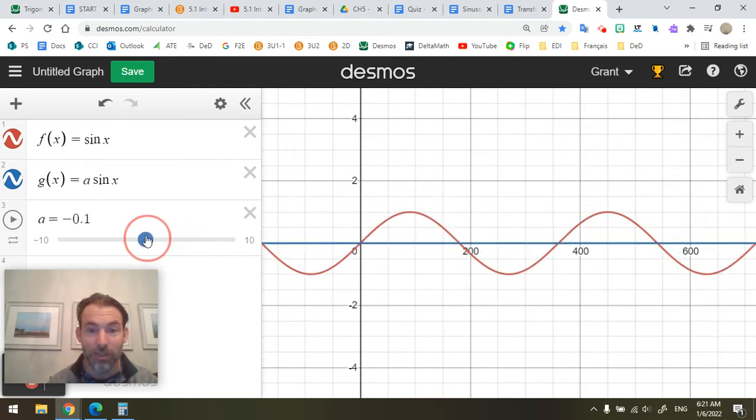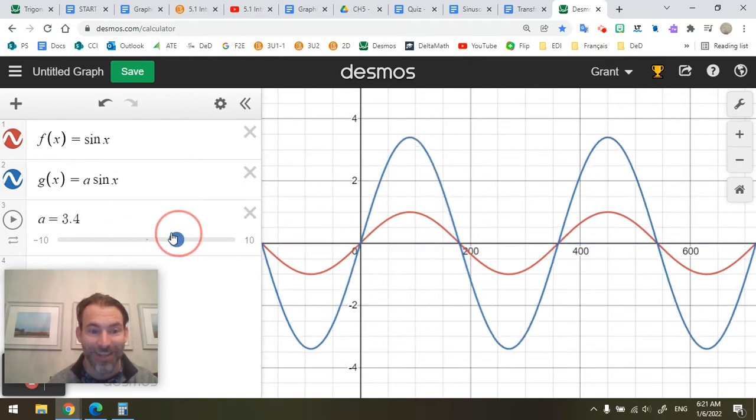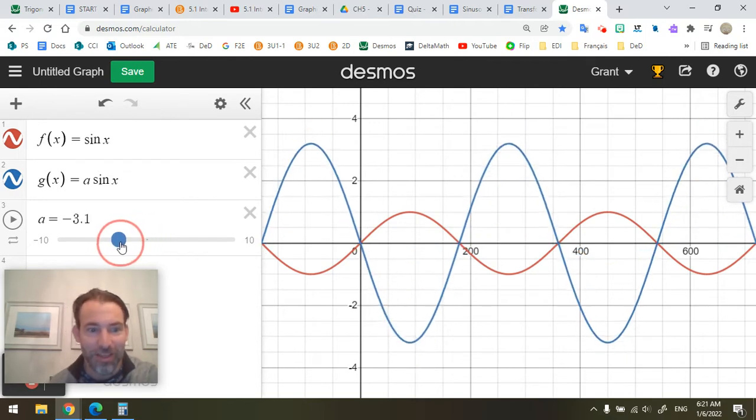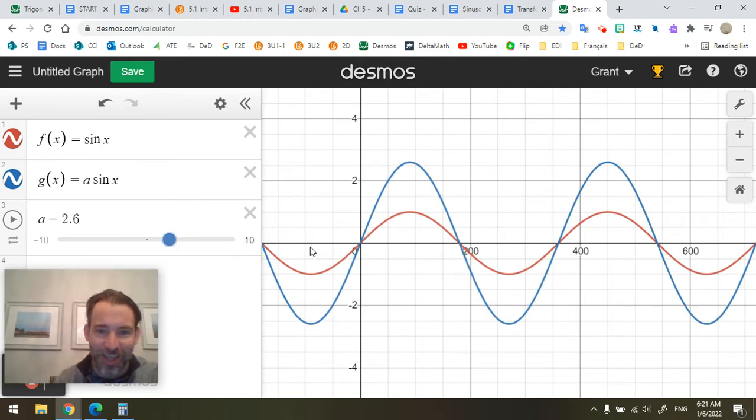Okay, I'll give you 5 seconds. What is that changing about the parent function? Is it the horizontal axis, the amplitude, the phase shift, or the period? You're right, it's changing the amplitude.